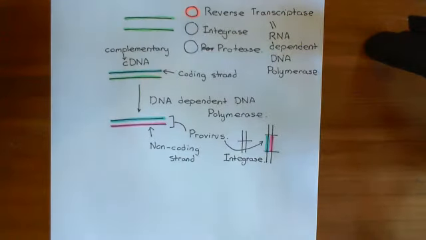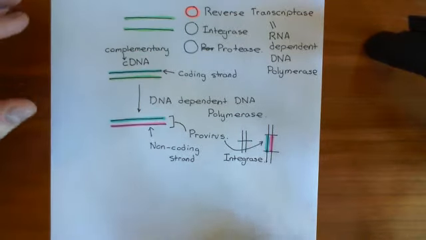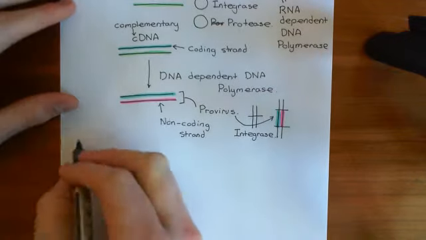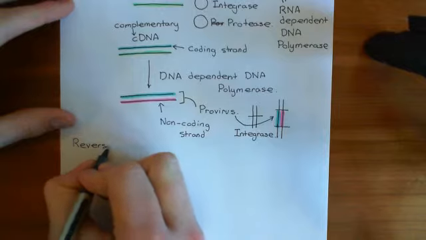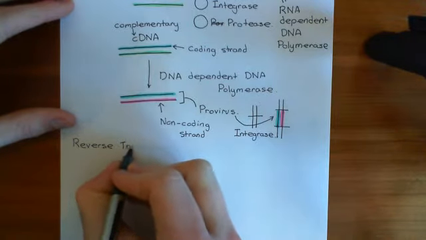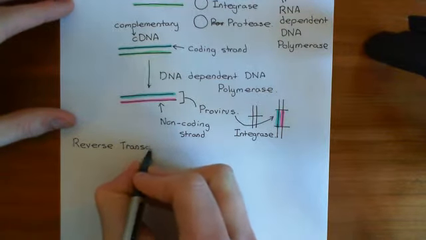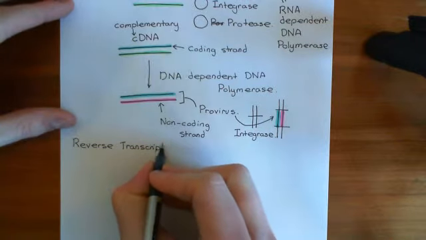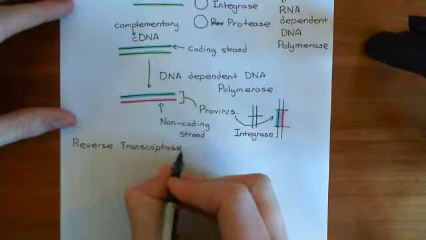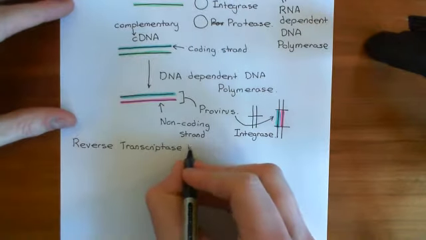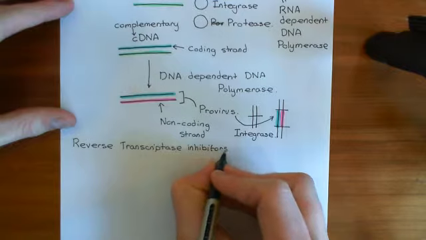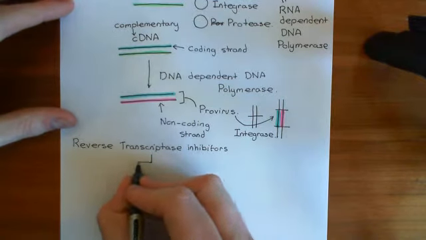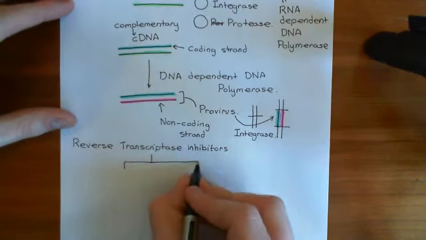So, what I now want to discuss is reverse transcriptase inhibitors and also integrase inhibitors. Let's start with reverse transcriptase inhibitors. There are two classes of reverse transcriptase inhibitors: nucleoside analog reverse transcriptase inhibitors, and non-nucleoside analog reverse transcriptase inhibitors. So you can divide reverse transcriptase inhibitors into two main families.